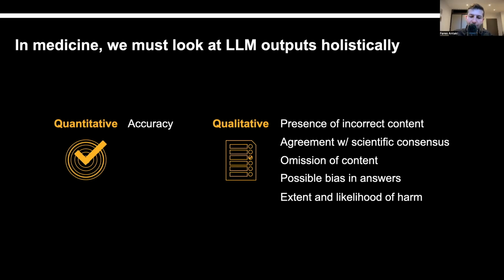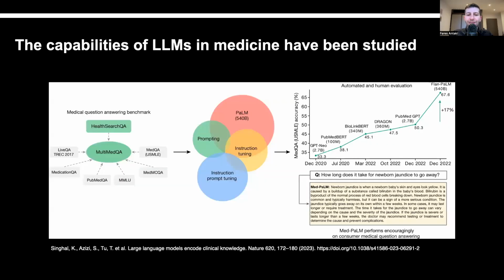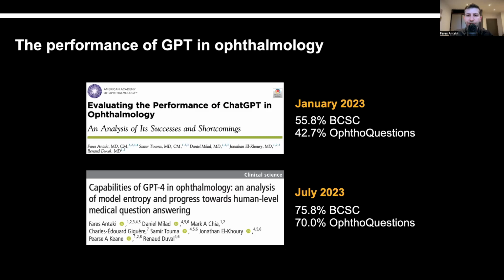This evaluation framework is inspired by a seminal paper on the subject published by Singal and colleagues in Nature in 2023. That same paper evaluated the performance of Palm, an LLM that is fine tuned for medicine and language, for its capacity to answer USMLE style questions in medicine. In fact, LLMs have shown very strong capacities in answering this type of questions, and they are continuously getting better, not only in general medicine, but also in ophthalmology.